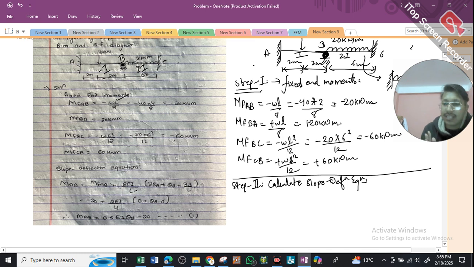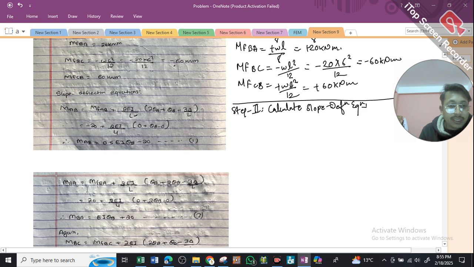Just remember this as a formula. To make remembering easy, if I'm looking for member AB, it will be 2 theta A, but if I'm looking for member BA, it will be 2 theta B. Otherwise everything is the same. So for MBA also the formula is exactly the same: instead of MFAB, I have MFBA, plus 2EI by L times theta A plus 2 theta B minus 3 delta by L. So you can simply remember this formula.